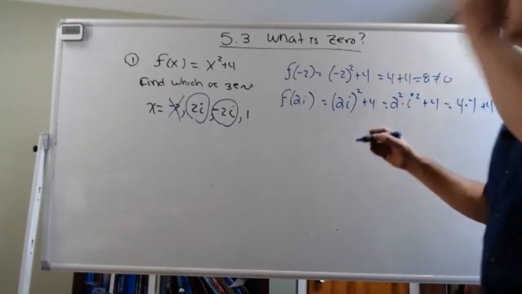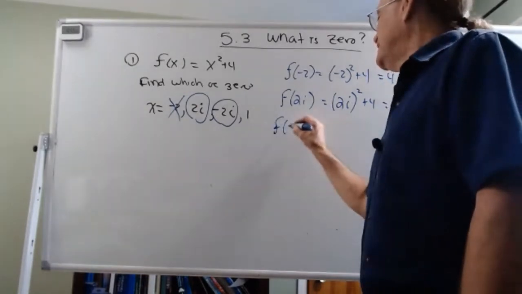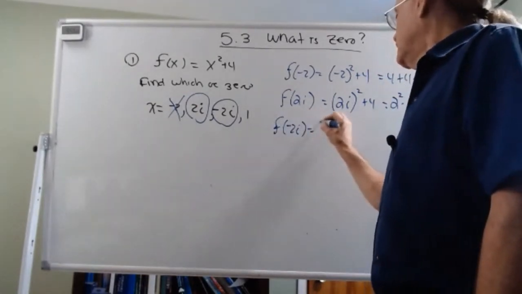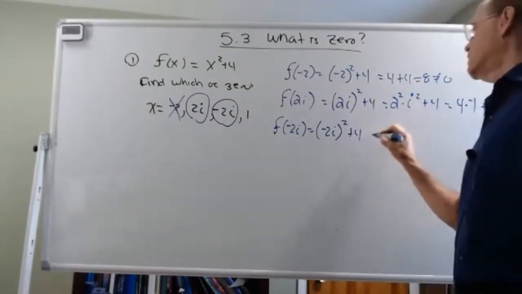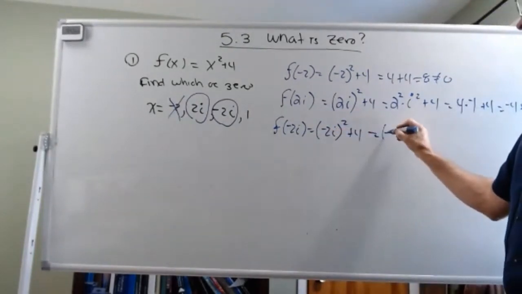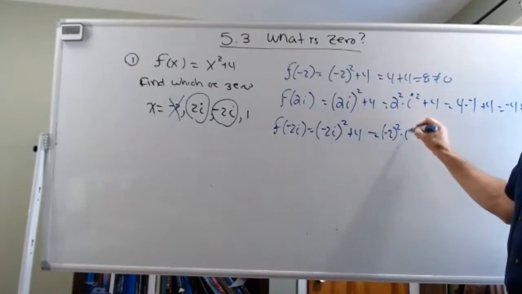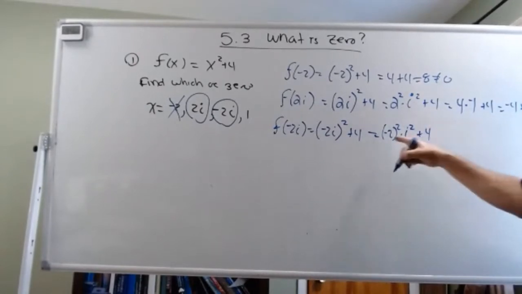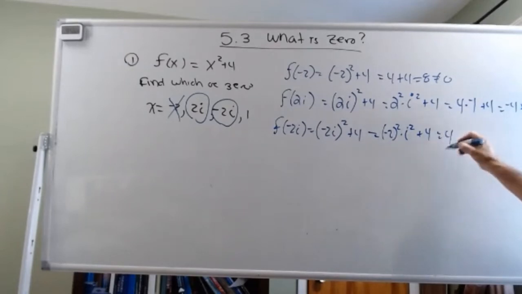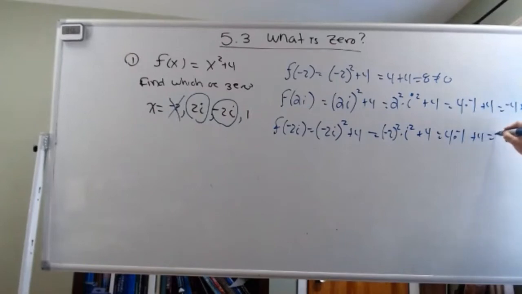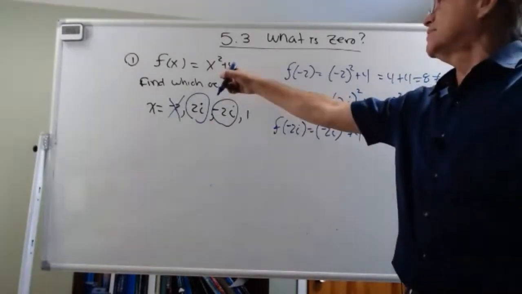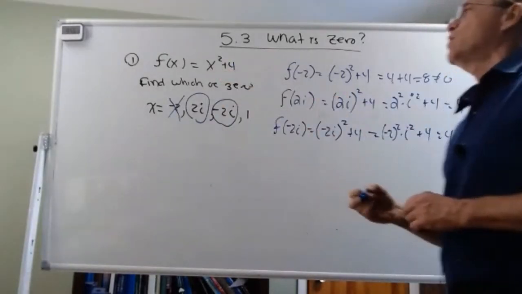Let's plug in negative 2i. So f of negative 2i is I take entire negative 2i and square that, and then add 4. That's going to be a negative 2 squared times i squared plus 4. Well, negative 2 squared is 4. i squared is again negative 1, plus 4. I get the same thing, negative 4 plus 4, I get 0. And 1, as you can see, 1 squared is 1 plus 4 is 5, so that does not work.